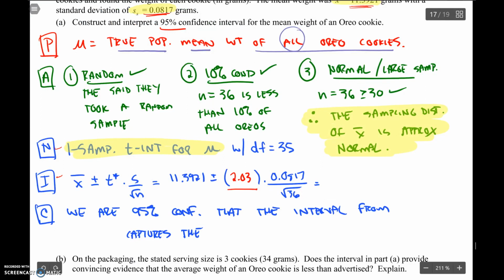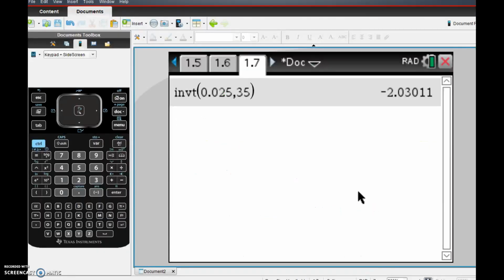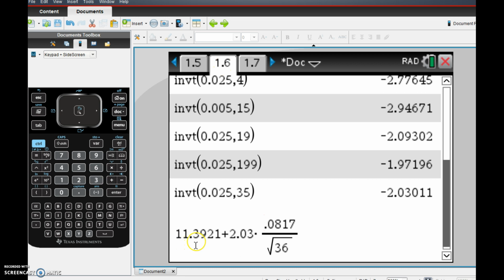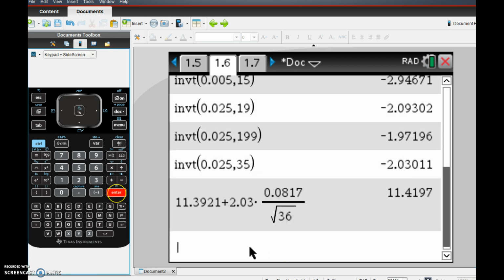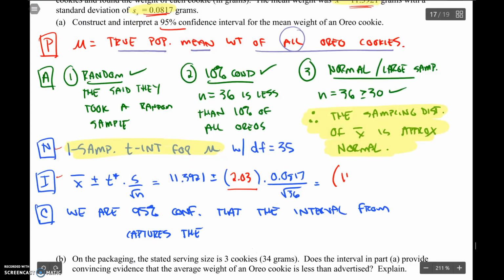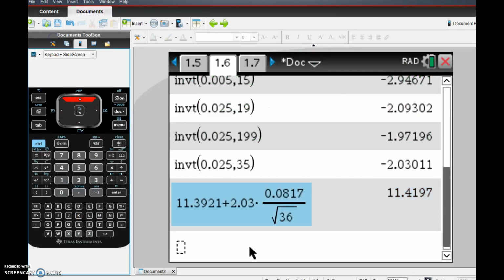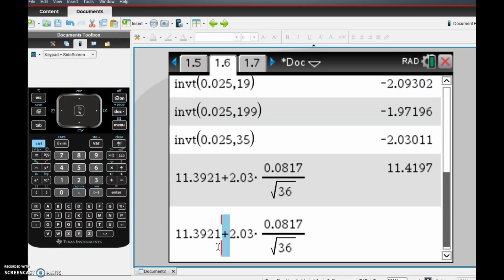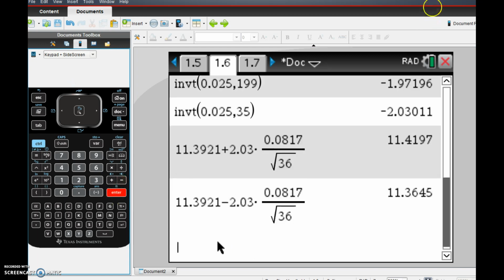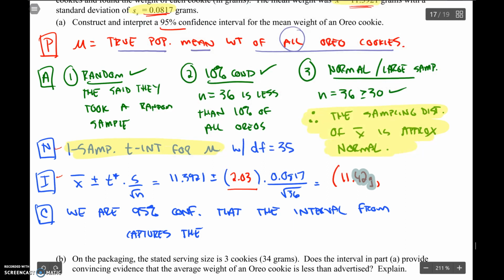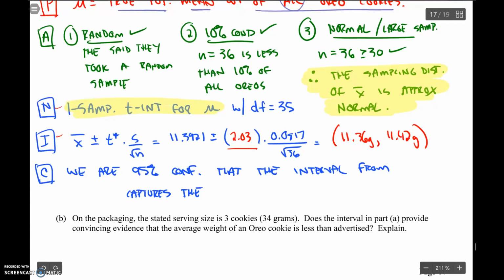So now I need to type all of this in my calculator to get the values. So 11.3921 plus 2.03. I think I got it in there right. Lower bound 11.42 grams. Grab it up there. Put the minus. 11.36. Oopsie. This is 36. This is 11.42. So there we go.